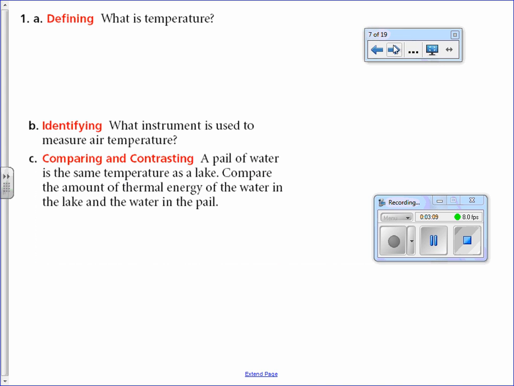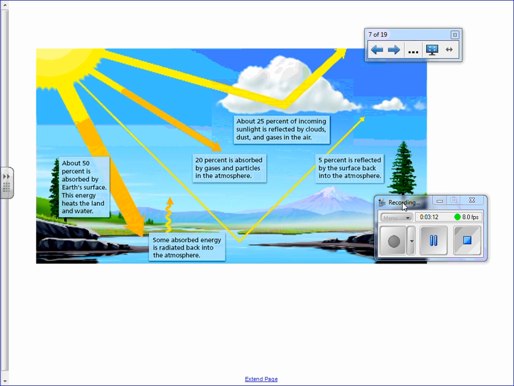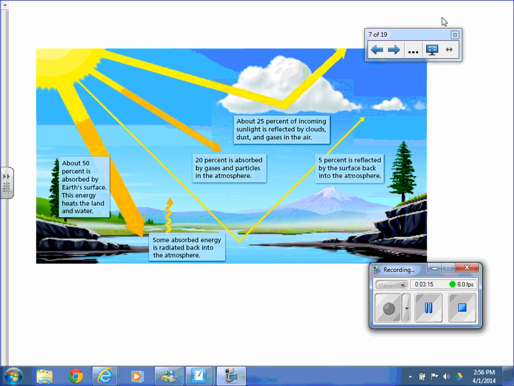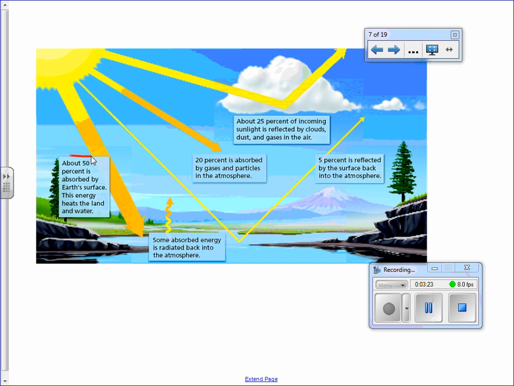But if we look at this straight out of the textbook, this answers all those questions that were right there. So about 50% of sunlight from the sun actually is absorbed by the Earth's surface. 25% is reflected by the clouds, dust, and gases in the air. And this is really interesting because we can see on days when it's cloudy, and we really notice that here in Colorado because we have so many very sunny days. If it's a little bit cloudy, the temperature is much lower, right?